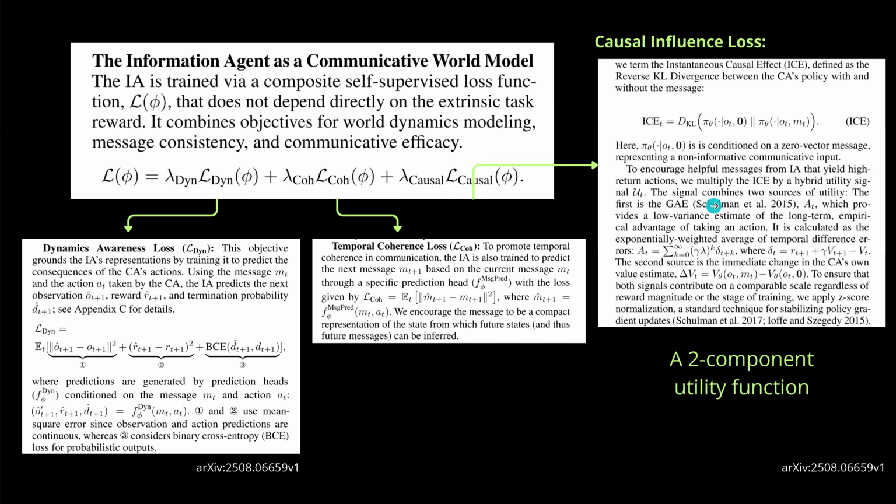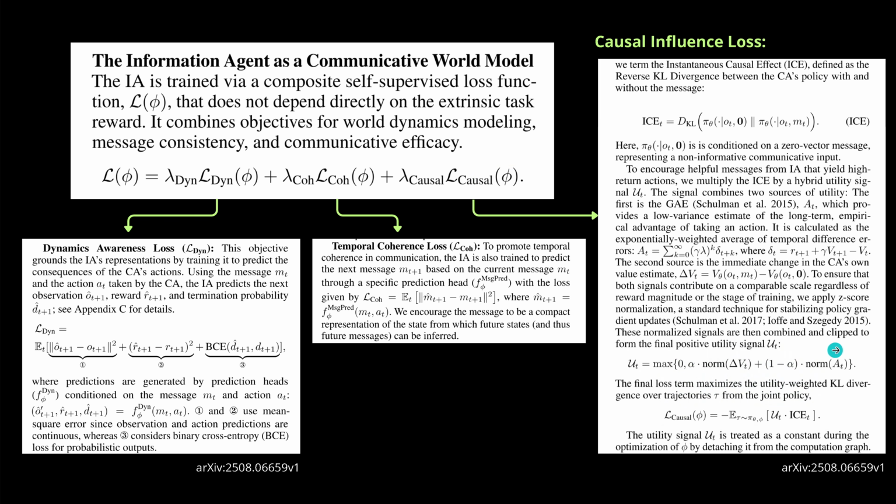This utility signal combines now two sources, no? Provides a low variance estimate of the long-term empirical advantage of taking an action. And the second source is the immediate change in the control agent's own value estimation. Typical PPO structure. If you go with GRPO, you have to be inventive to have here the group relative normalization. And then they say, on the third step is here, we normalize those signals. Combine, clipped to the final positive utility signal.